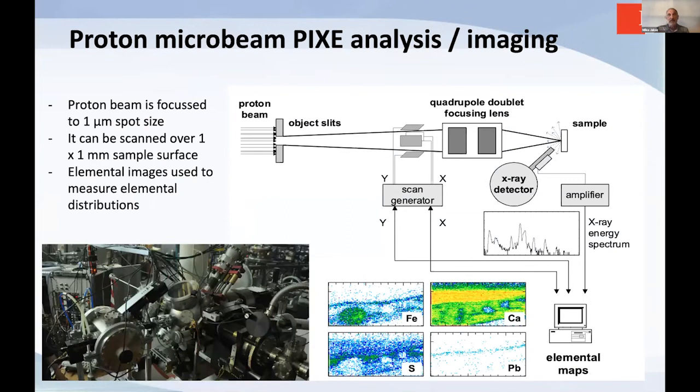Finally, all these techniques can be used not with a collimated beam, but with a focused beam. And this is here a picture of the proton microbeam, or nuclear microbeam, or ion microbeam. So the ions are focused to sub-micron dimension at the sample surface, and as they can be scanned by a scan generator connected to the deflectors, you can make images of elements present in the sample, and this is a microscope image of one sample.